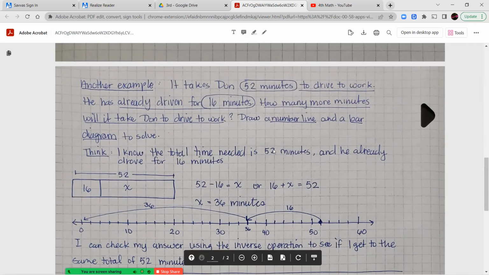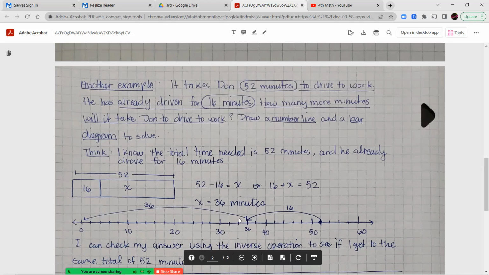So I know the total number is 52 minutes, so that's going to go on top. And I know that he already drove 16 minutes, so that's one of my parts. And then I have my unknown part. So 16 minutes plus my unknown equals 52, or I could do 52 take away 16 equals my unknown. 52 take away 16 gave me 36. So I know that he still has 36 minutes to drive.